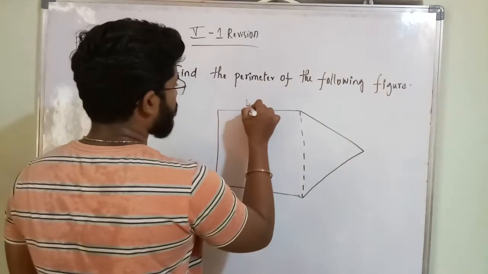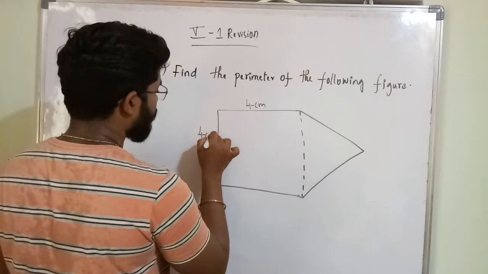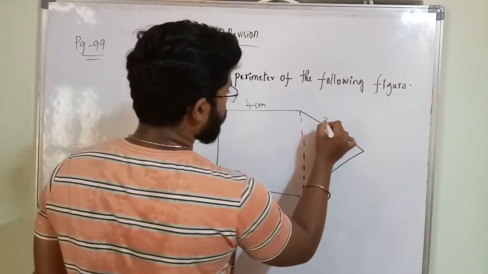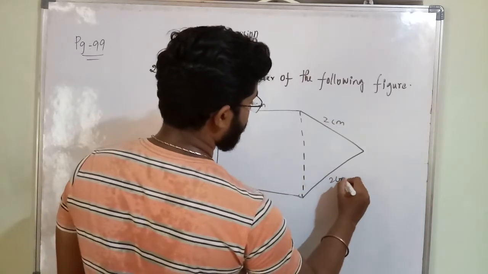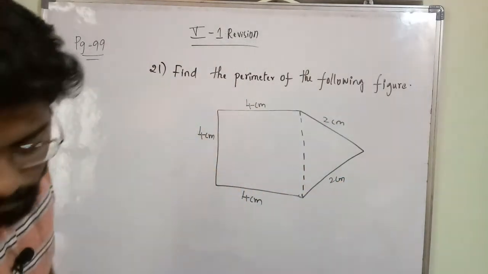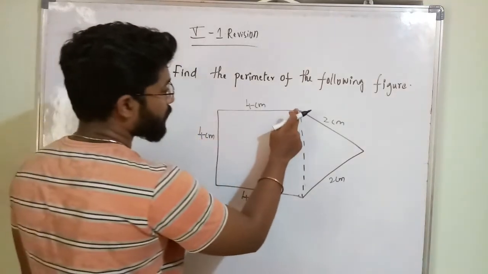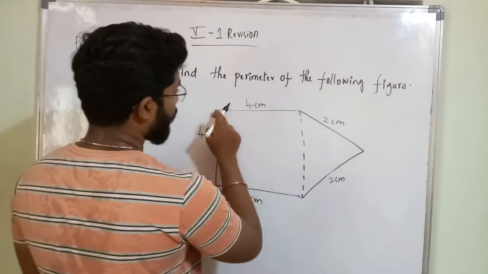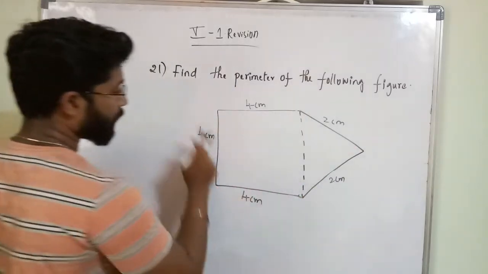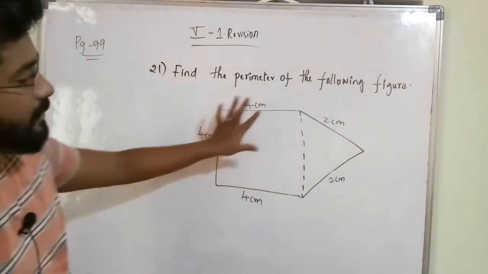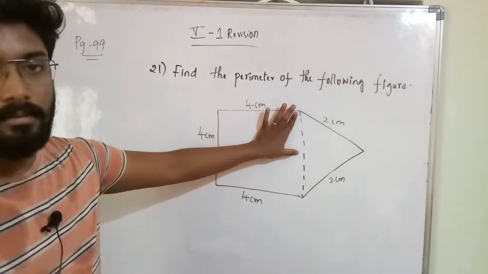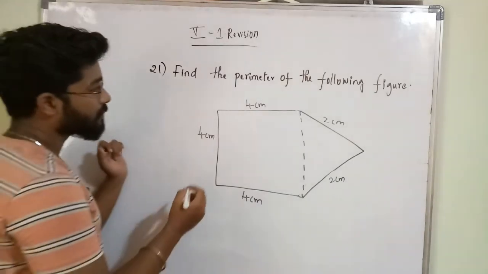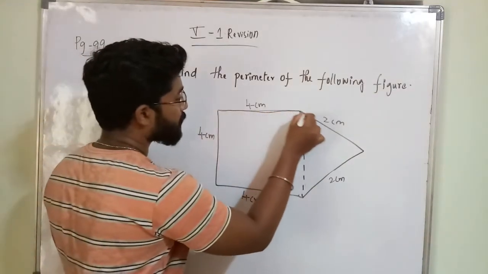This is 4 centimeter, this is 4 centimeter, 4 centimeter, 2 centimeter, this is 2 centimeter. So up to here it is a square, and then it is a triangle, so you have to find the perimeter for this. This line is dividing the square and the triangle. So what is the actual figure? This is the figure.